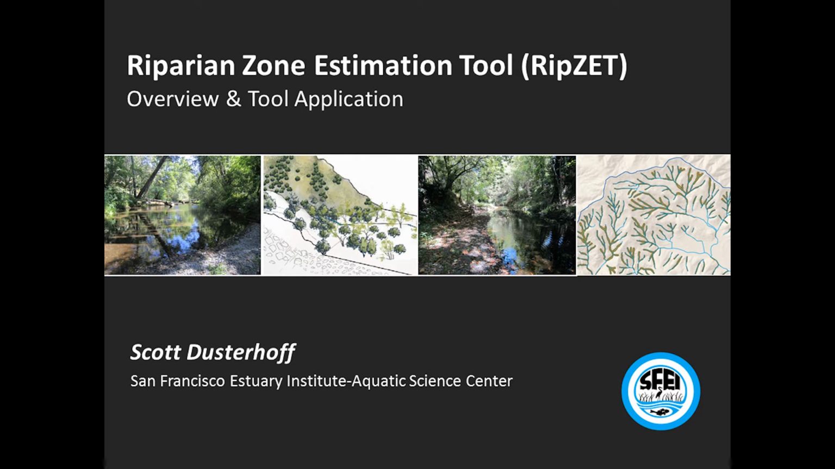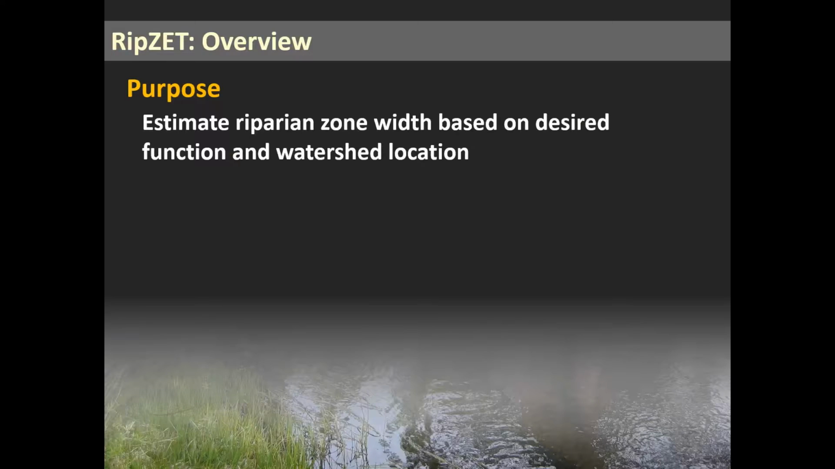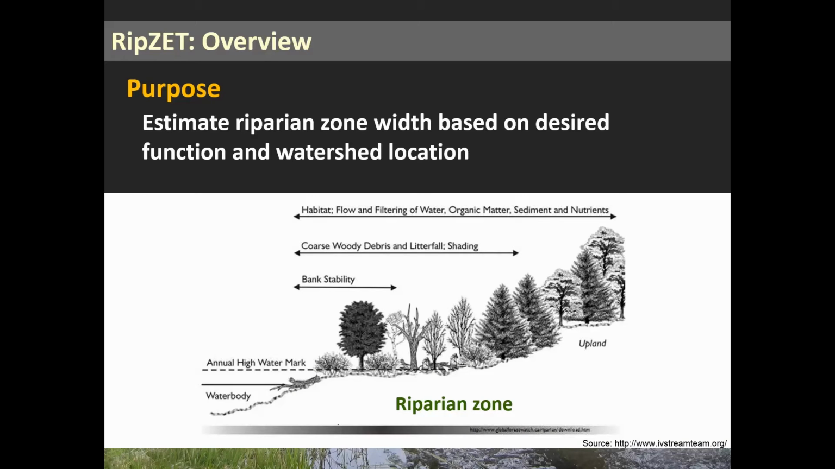So I start out here by discussing the overall purpose of the tool, why it was we even developed it. Well, the idea is that RIPZET will help users estimate riparian zone width based on desired function and watershed location. The idea here is that we're trying to get away from riparian just being about trees next to the channel. So what we have here is an idealized cross-section going from a channel through a floodplain out to the upland. And the idea here is that riparian functions change as you move farther from the channel.